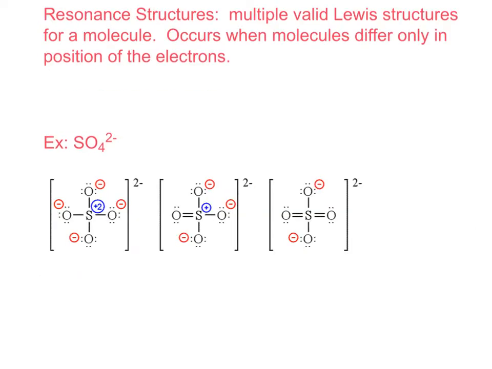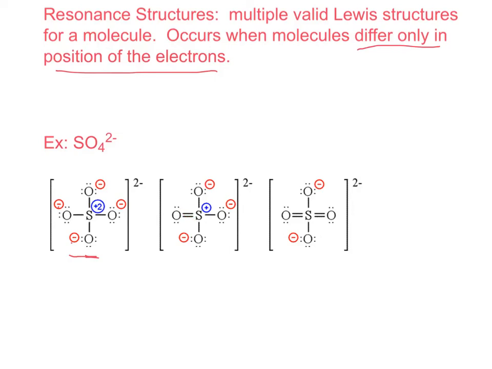So one final point we want to discuss are resonance structures. You can sometimes have multiple valid Lewis structures for a molecule, and we call them resonance structures when these different structures or molecule arrangements differ only in the position of the electrons. So we've got a sulfate ion here, SO4 2-. And you can see we've drawn it with all single bonds in the first instance, which gives you a formal charge of -1 on all of the oxygens, and then a formal charge of +2 on the sulfur.